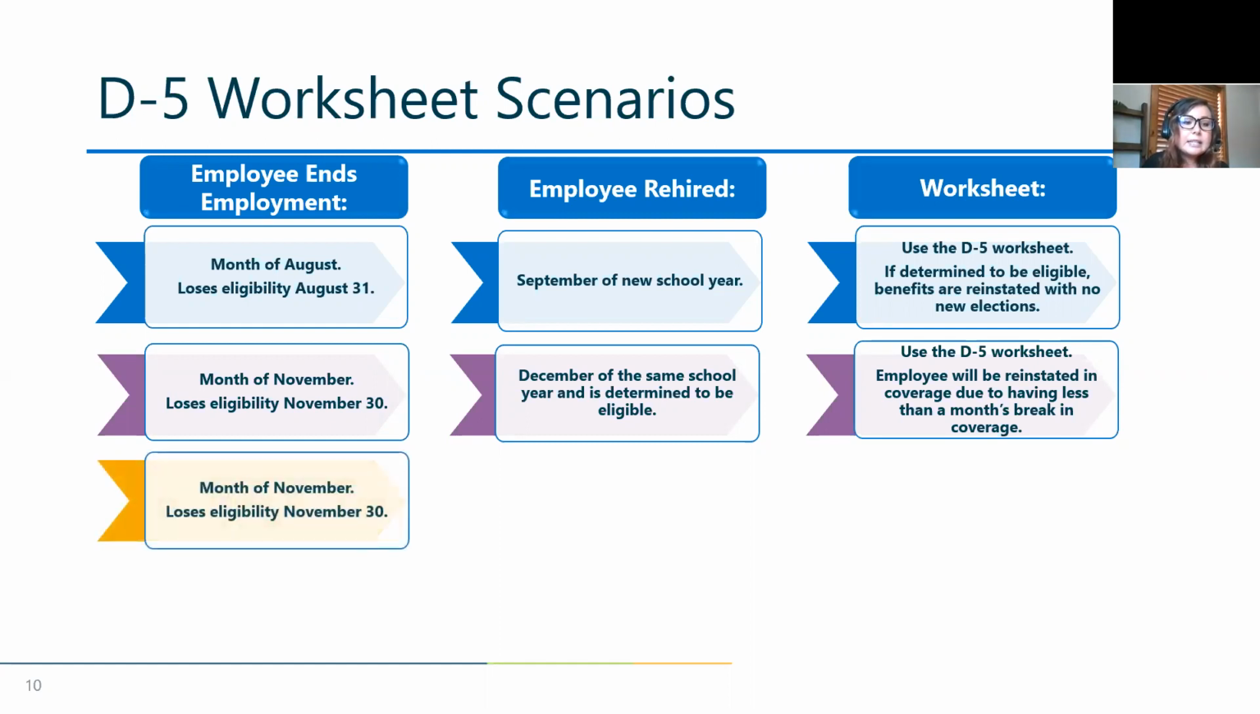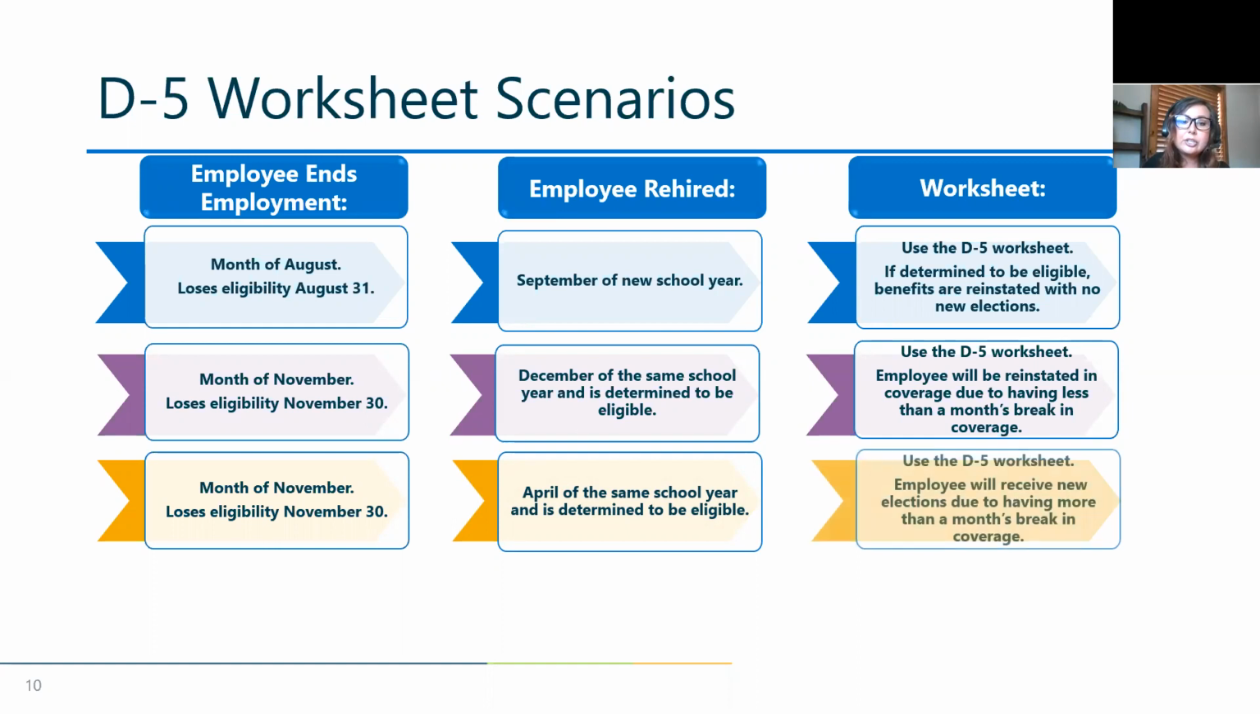Now, our next scenario, let's say an employee ends employment in the month of November, which means that they are losing eligibility November 30th. But this employee is hired in April of the same school year and is determined to be eligible. Okay, so a little bit longer break in coverage. So in this scenario, you would still use the D5 worksheet, but this employee will receive new elections due to having more than a month's break in coverage.